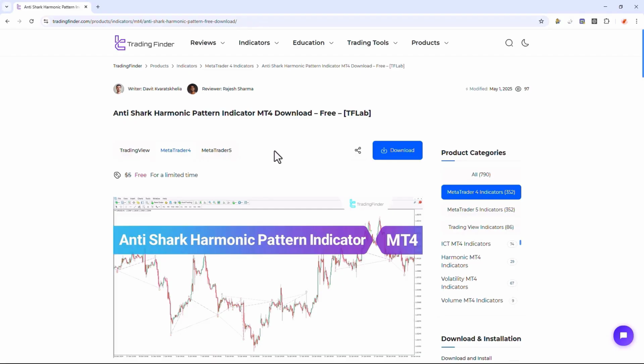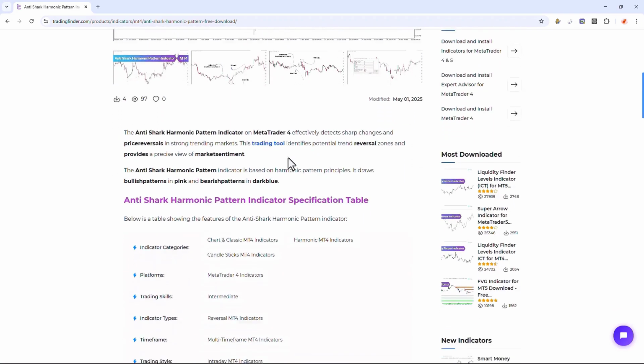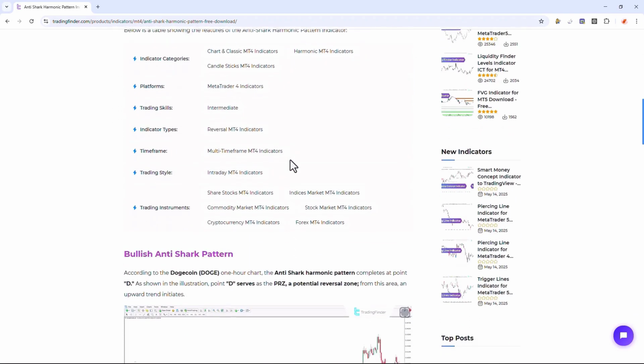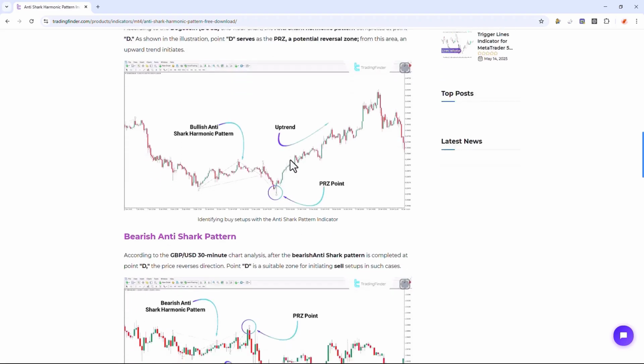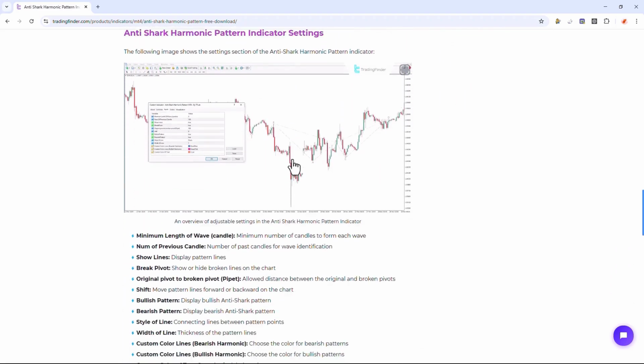the Anti Shark Harmonic Pattern indicator, which is offered for various platforms on the TradingFinder website. From this section, you can download the indicator file for MetaTrader 4 and MetaTrader 5 platforms and run it on your chart. Traders can also read this page to learn about how the indicator works and its functionality.